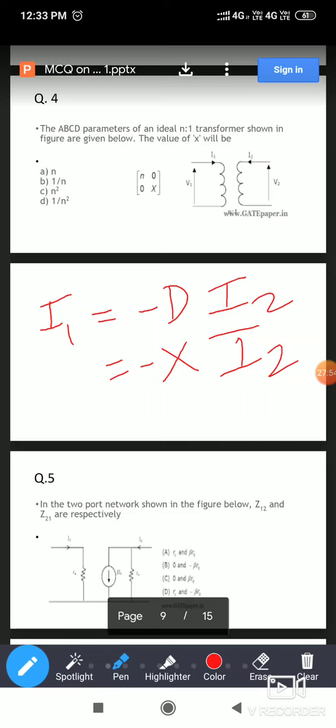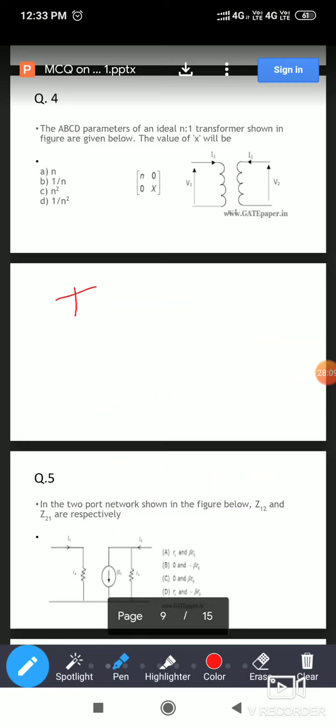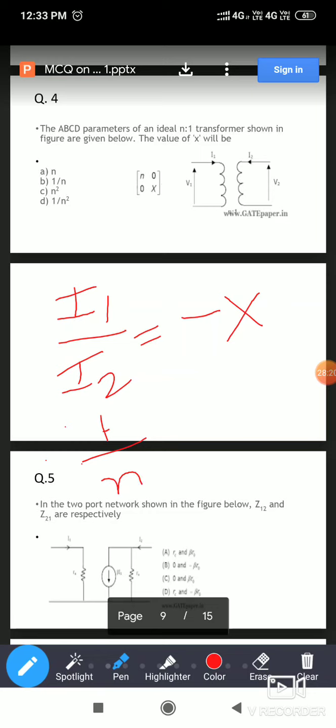So we know that I2 divided by I1 is nothing but n to 1. That we already know from the property of the transformer. Now if you take I1 divided by I2, it is equal to minus x, we are getting. I1 divided by I2 means the reverse, that is 1 upon n. I2 divided by I1 is n upon 1, then take the reciprocal. So if you take the reciprocal, it becomes 1 to n. So it is equal to minus x.